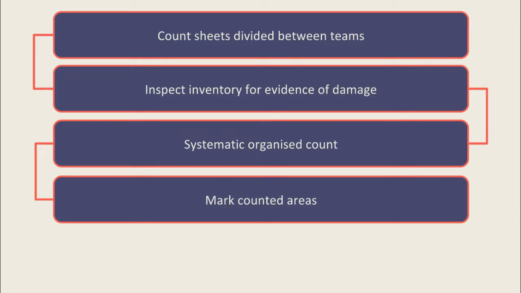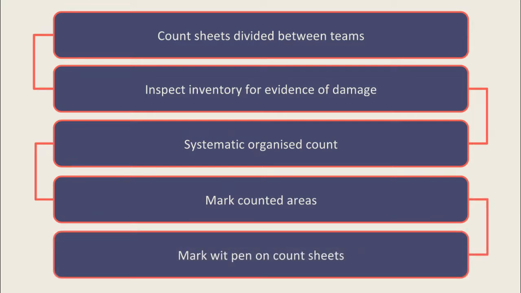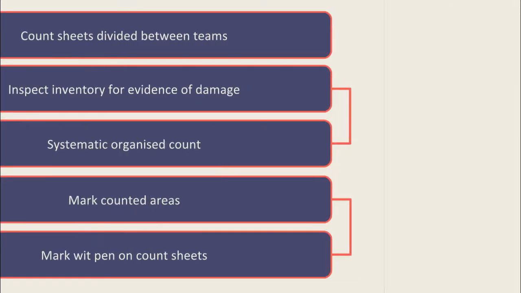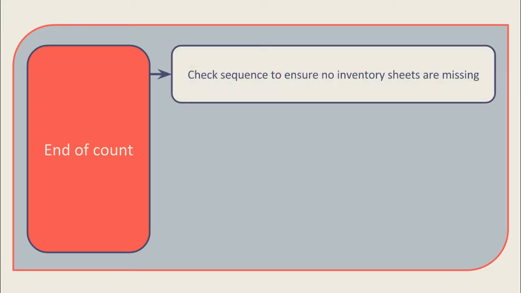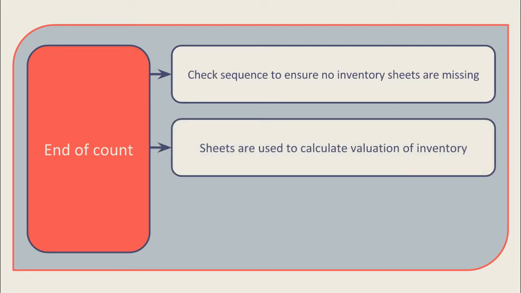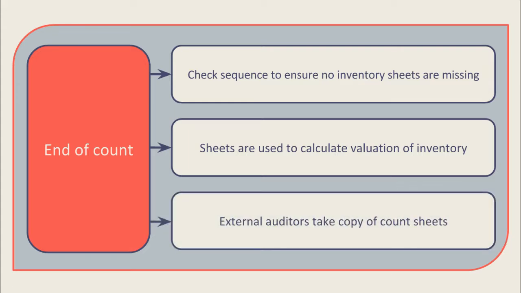When recording the quantities on the count sheets, they should mark in pen and not pencil. This will identify if any changes are made after the count. At the end of the count, the sheets should all be signed back in and the sequence checked to ensure no inventory sheets are missing. These are then used to calculate the valuation of inventory to include in the financial statements. External auditors would take a copy of the count sheets as evidence before they leave if attending.